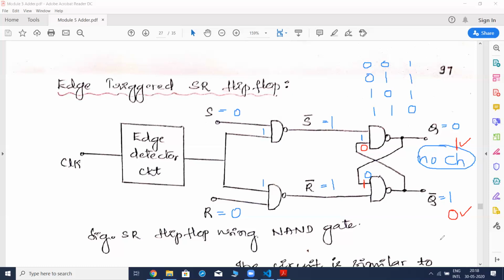What's the meaning of this one? Even if you take Q as 0 or Q as 1, you are getting no change state. So here we could fill the truth table like that. That means when S is 0 and R is 0, we are getting no change state. How we are getting the no change state, that we have seen over here.